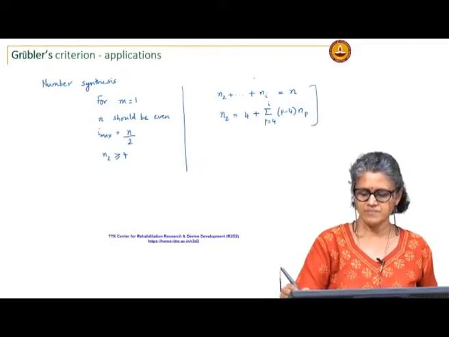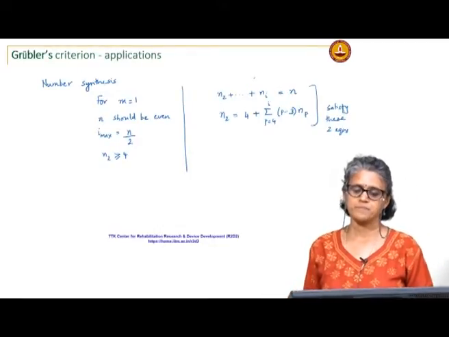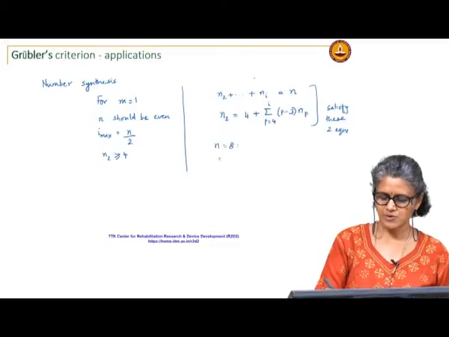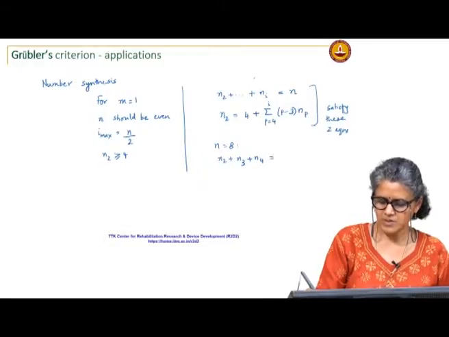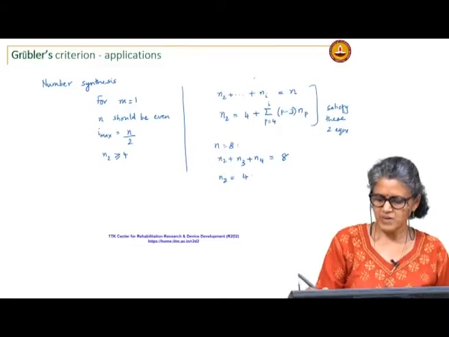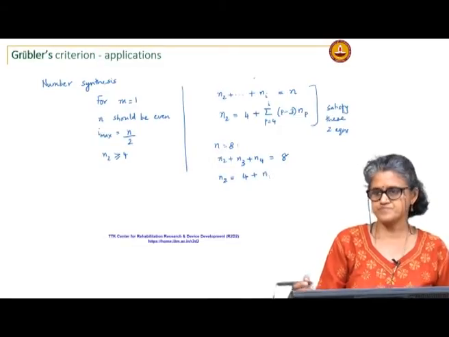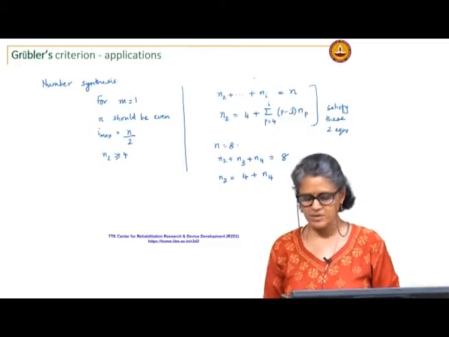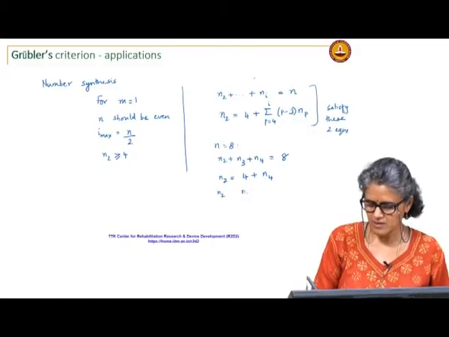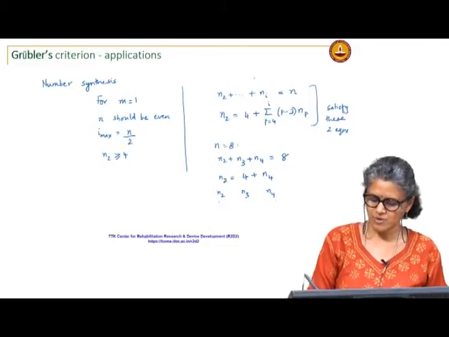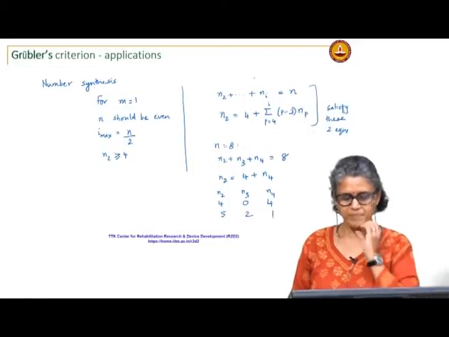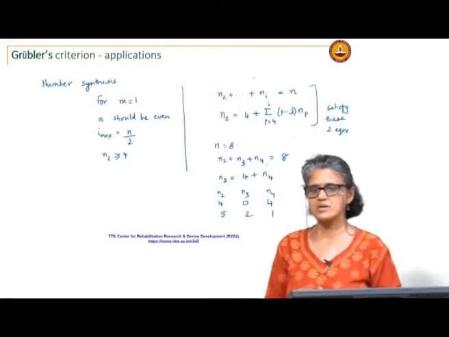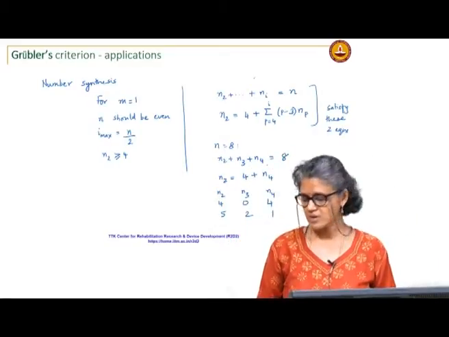So, for say n equal to 8, you only have i equal to 4. So, n2 plus n3 plus n4 will be equal to 8, and then you will have n2 equal to 4 plus n4. As long as these are satisfied, your possibilities could be n2, n3, n4. So, you could have 4, 4, or you could have 5, 2, 1, etc. because these all satisfy these equations simultaneously. So, that is your number synthesis.